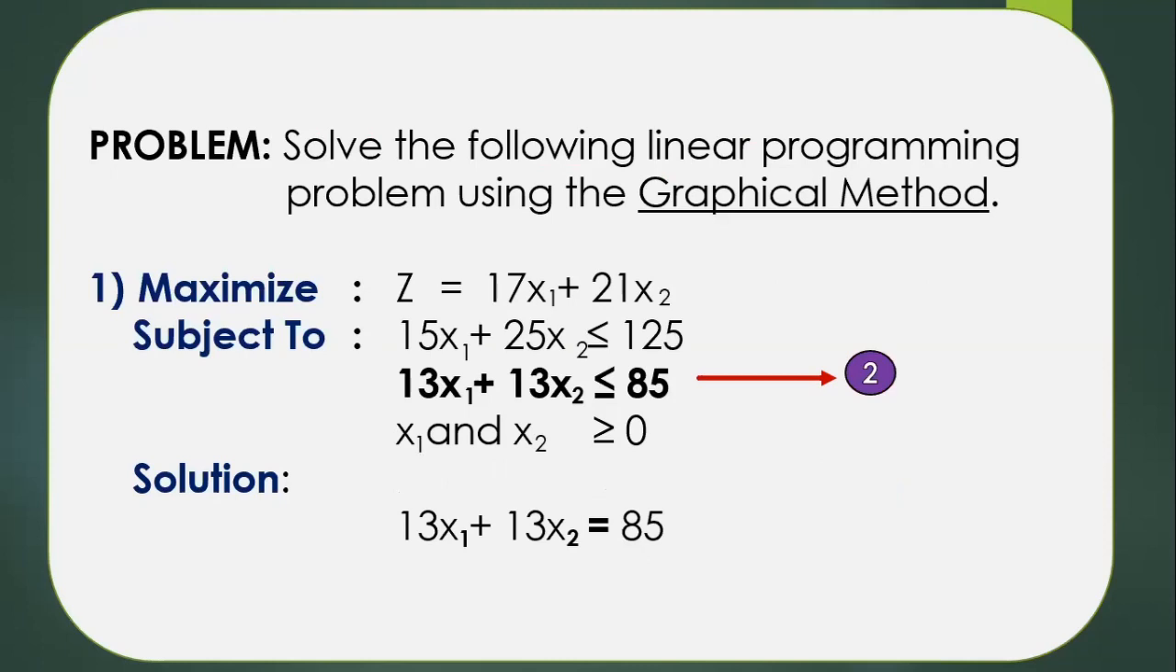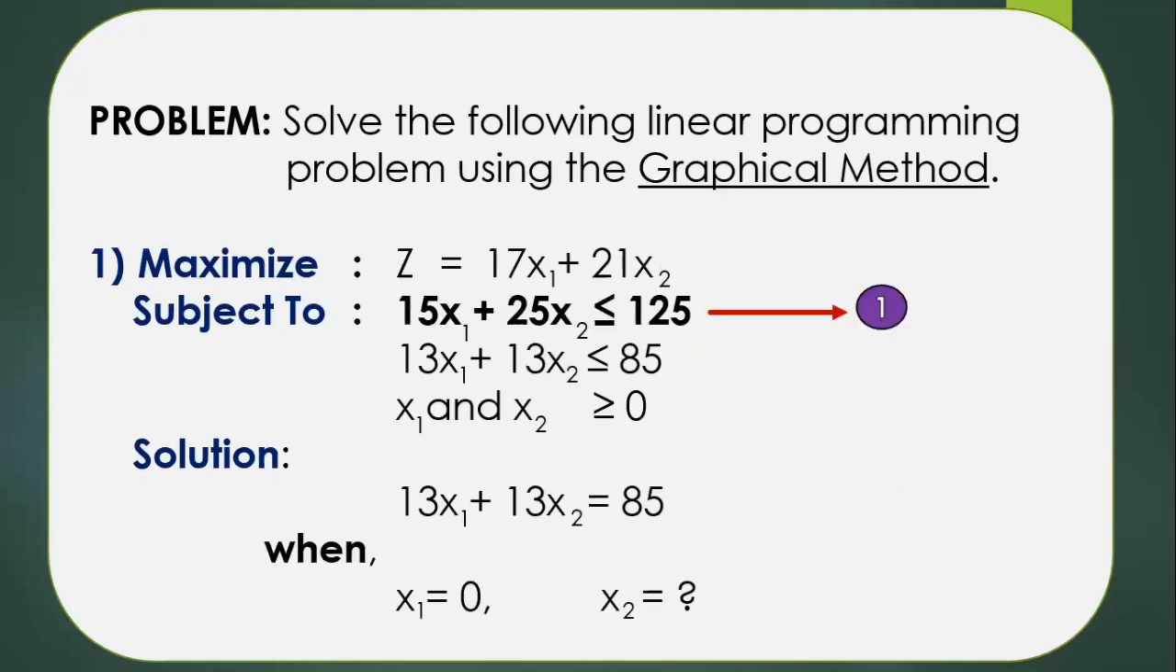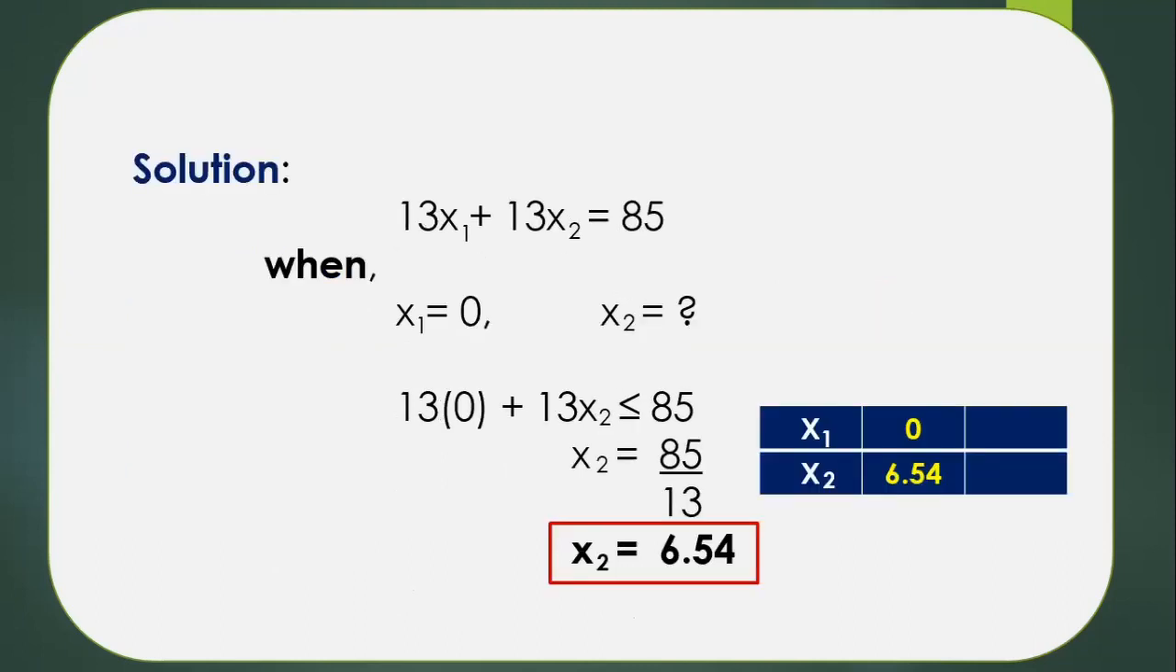So when x sub 1 is equal to 0, what is then the value of our x sub 2? Because the second thing that we need to do is to find the values of our x sub 1 and x sub 2. Now, in order to do that, all we need to do is to plug in the value to our formula. So that becomes 13 times 0 plus 13x sub 2 equals 85. So x sub 2 equals 85 all over 13. So the value of our x sub 2 is 6.54.